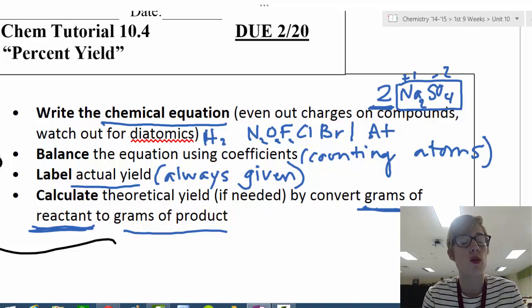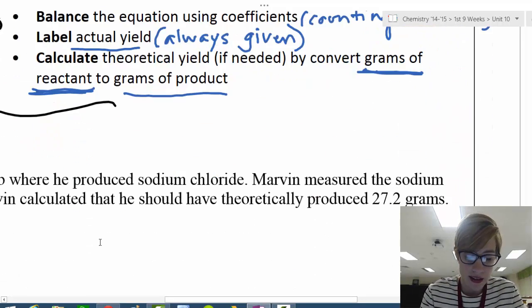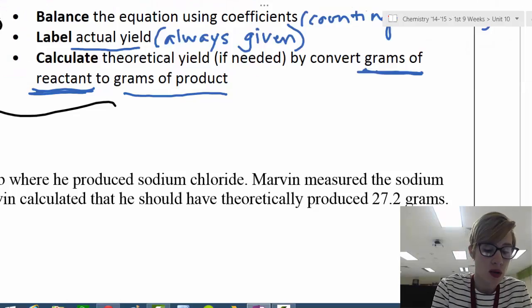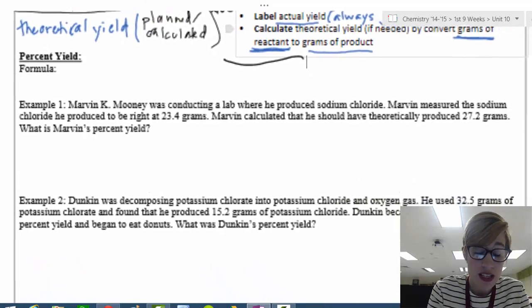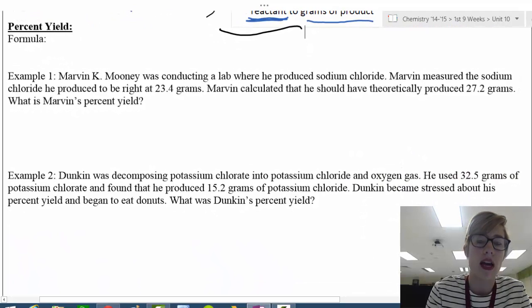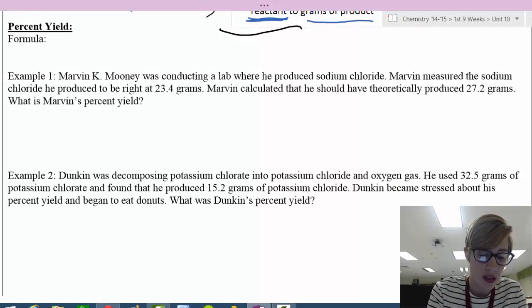Now, sometimes you won't have to calculate theoretical yield. Sometimes they will actually just give you the number. And in that case, they probably won't give you a chemical equation, and you probably won't have to balance it out. And our first problem is like that. Our first problem is simple, showing us just how to use the percent yield equation. But our second example is more complicated. We have to find theoretical yield.